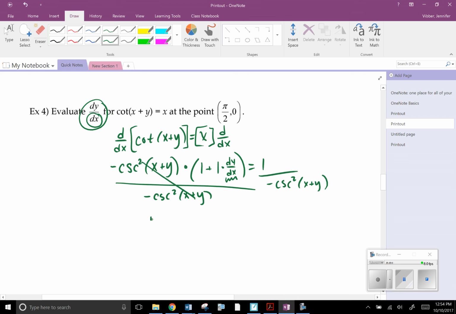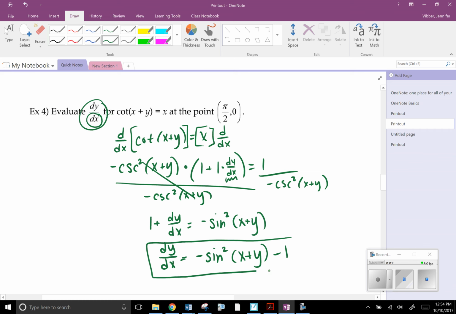When I do that, I get 1 + dy/dx equals negative sine squared (x + y), through the powers vested in me and the properties of trigonometry, because the reciprocal of cosecant would just be sine again. Then I'm going to subtract 1 from both sides, giving me negative sine squared (x + y) minus 1. So there's the derivative. And then I'm supposed to evaluate that at the point (pi/2, 0).